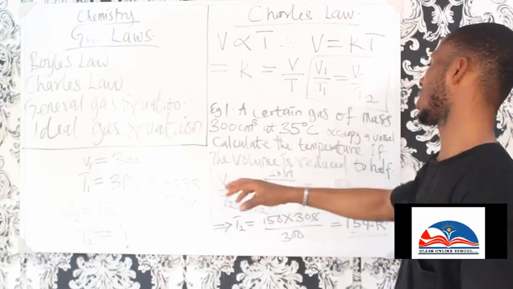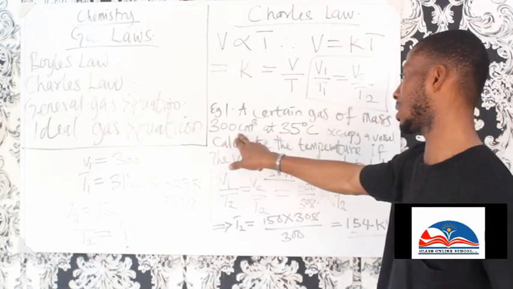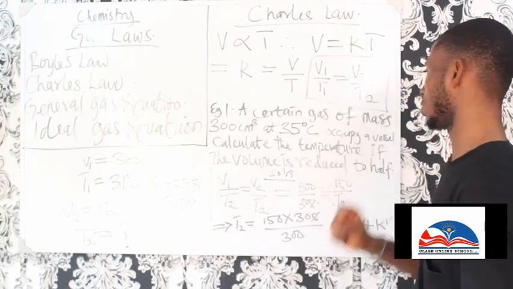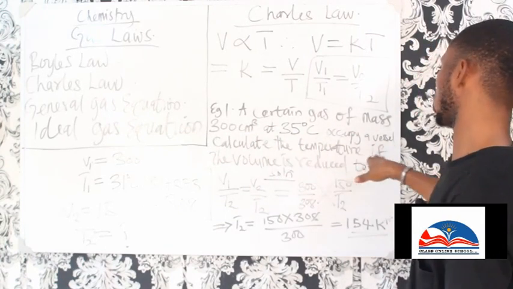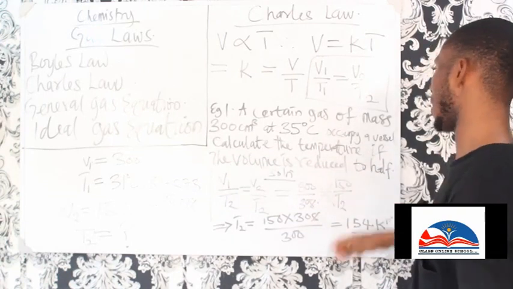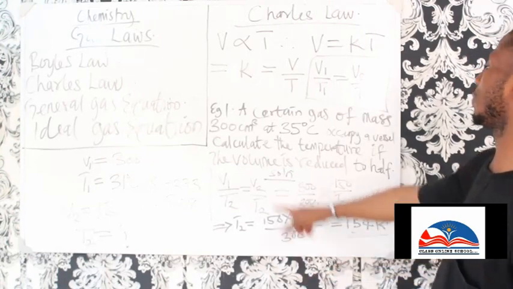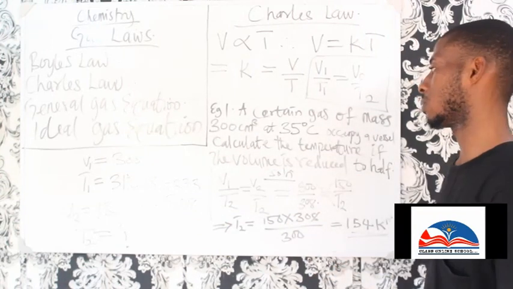Okay, there is a question here. A certain gas of volume 300 cm³ at 35 degrees centigrade occupies a vessel. Calculate the temperature if the volume is reduced to half. Wow, the volume is reduced to half. That means half of 300 is 150.